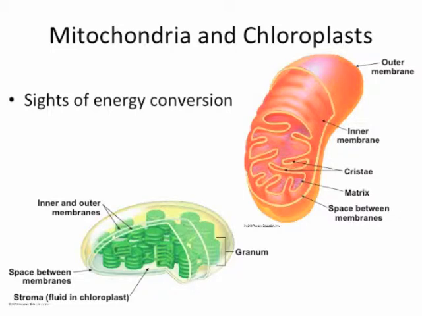All right. Two other very prominent organelles, which we're going to have an entire chapter on each one of these, are mitochondria and chloroplasts. Both of these are found in plant cells. In animal cells like us, we don't have chloroplasts, but we do have mitochondria. These are sites of energy conversion. And we're going to have entire chapters on these, so I won't go into a lot of detail about them now.